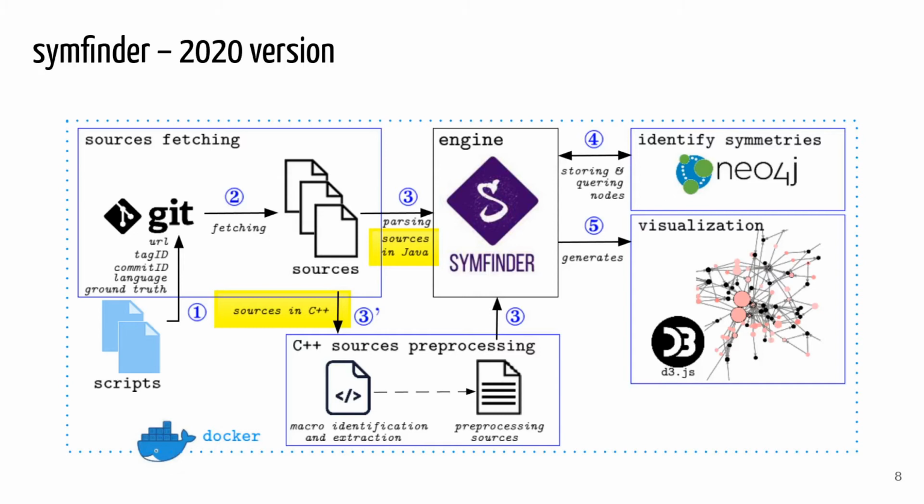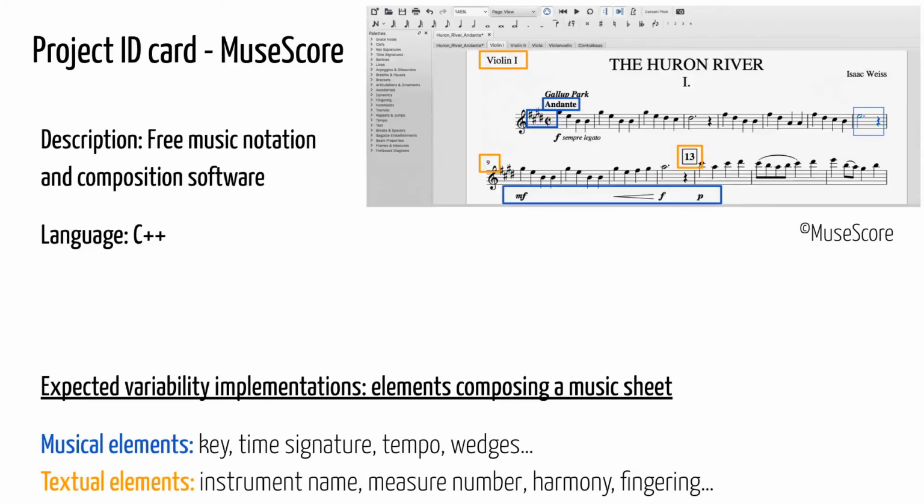However, we do not identify the variants that are potentially created by these directives, but this is part of our future work. The other parts of the toolchain remain unchanged, and the generated visualization of a C++ project is similar to the one of a Java project that I have just shown you. Let's see an example of a C++ project together.